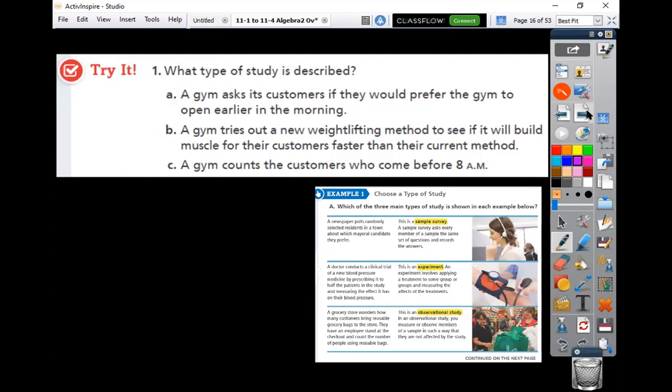So obviously the last one, there's nothing you're doing there. It's just whoever shows up. So that's going to be your observational study. The new weightlifting method, you are going to randomly assign people into the two groups. So you're trying it out, and you can have your experiment. And then your last one, the survey, you can randomly choose people and ask if they would like to have it open earlier in the morning or not. So that's your sample survey.